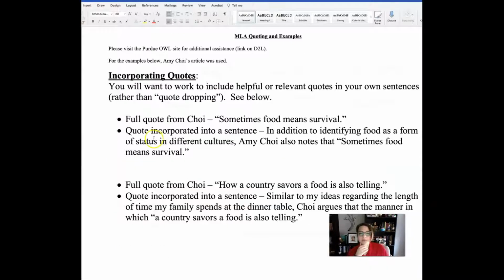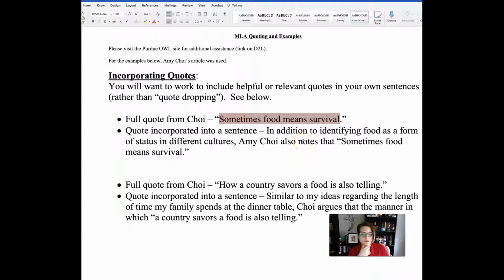So I'm going to post this on D2L so you can take some time to look at it. I'm going to give you examples using the full quote that appears in Choi's work and then how we can include it, right? So the full quote that I'm going to start with is, "sometimes food means survival." That's a great quote, right?